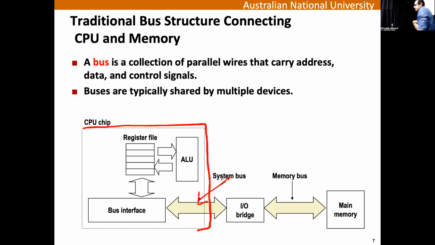So there's a system bus and there's a memory bus, and there's an I/O bridge that translates whatever CPU is requesting into signals for the memory bus. And we'll see in a little bit why we need the I/O bridge when we connect I/O devices. So I/O bridge also contains the memory controller.